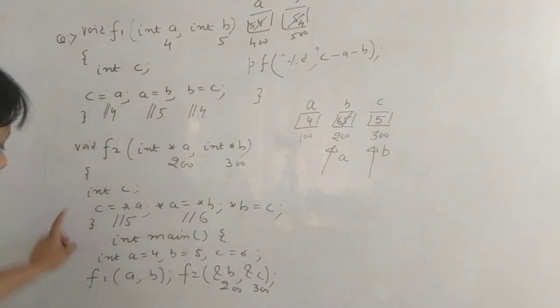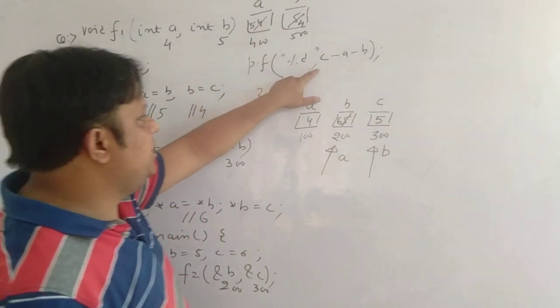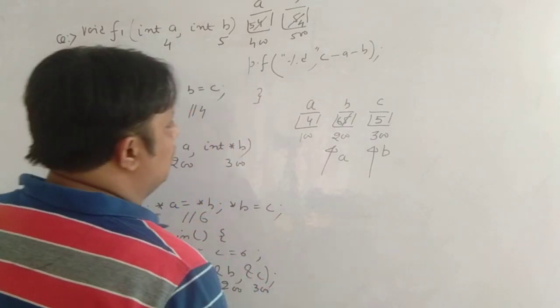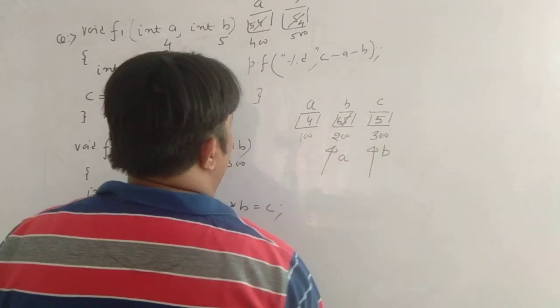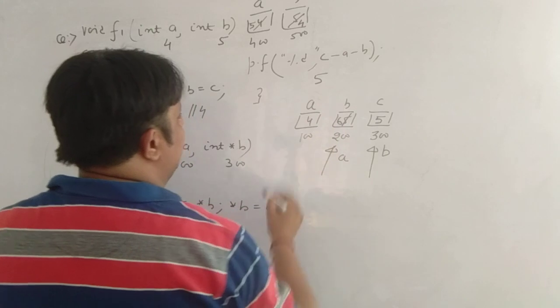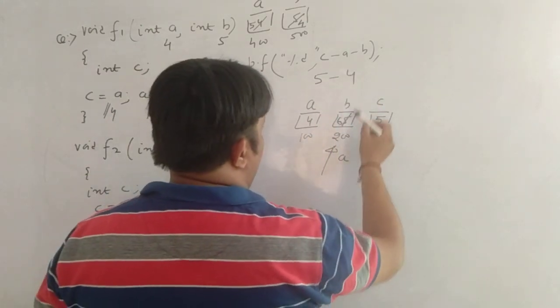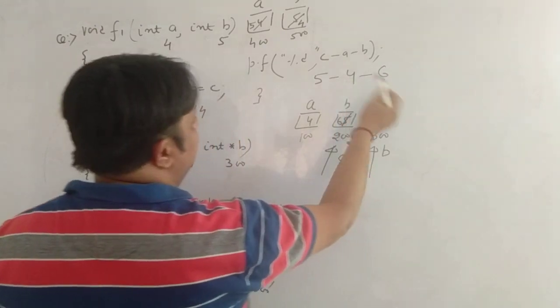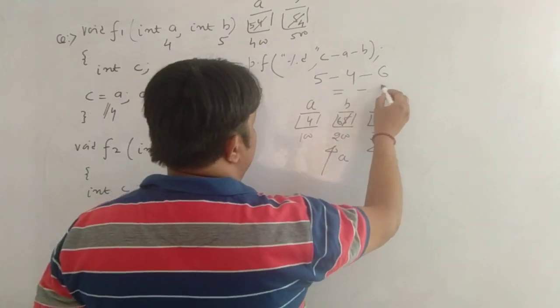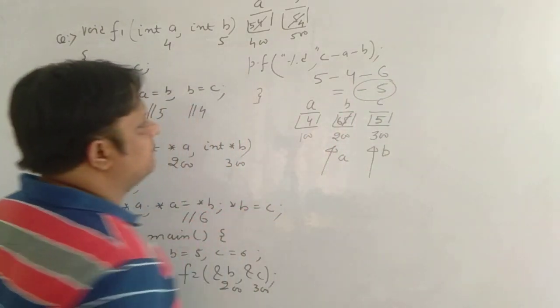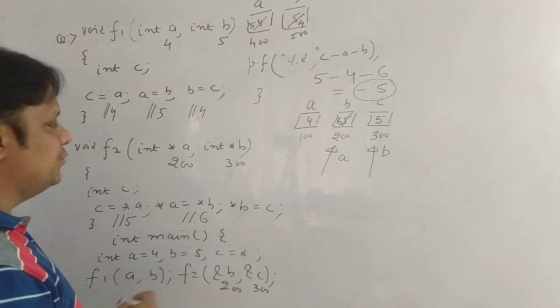Now, after this line, you are printing C minus A minus B. So what is the value of C? C value is 5. What is the value of A? A value is 4. And what is the value of B? B value is 6. So 5 minus 4 minus 6. So answer is minus 5. Right? Just check it once more.